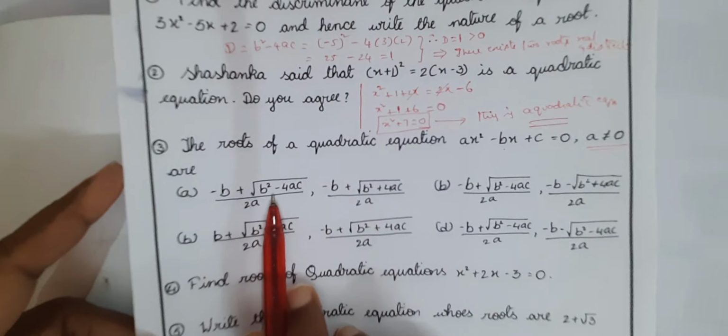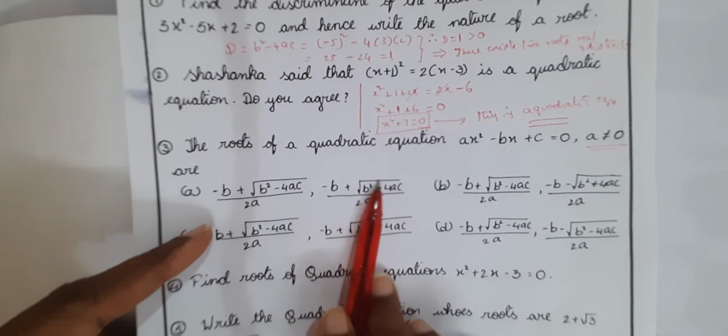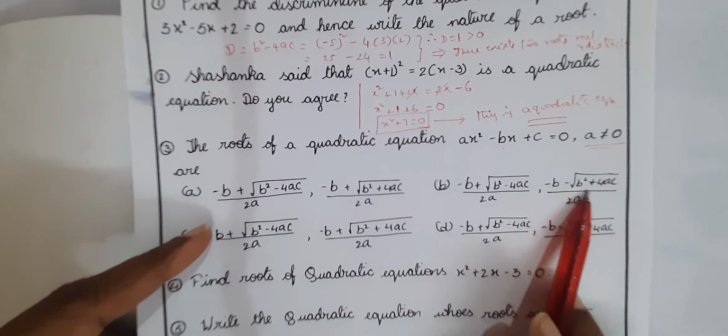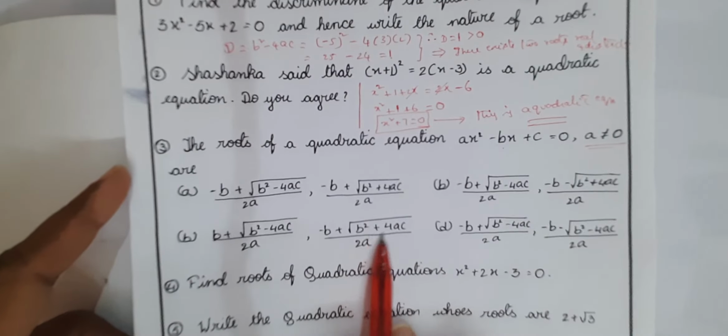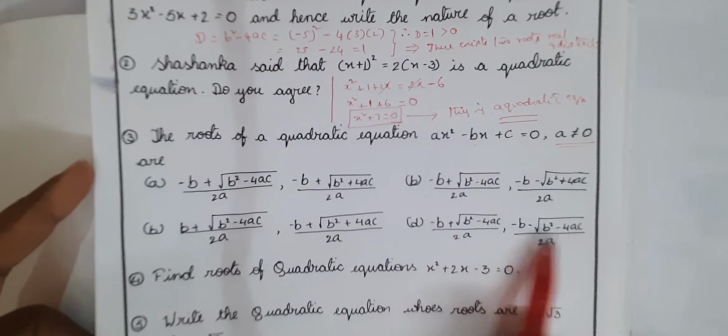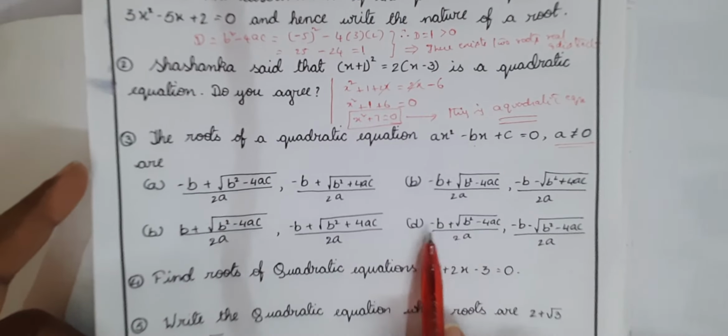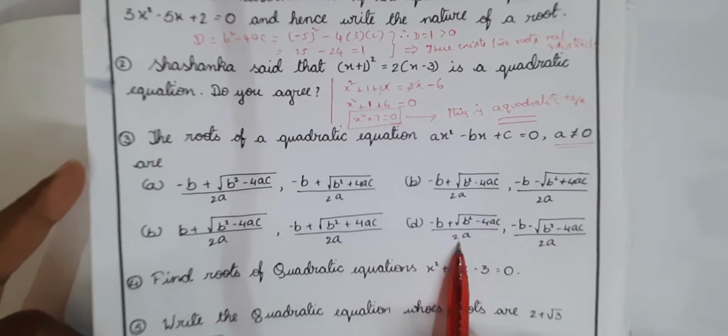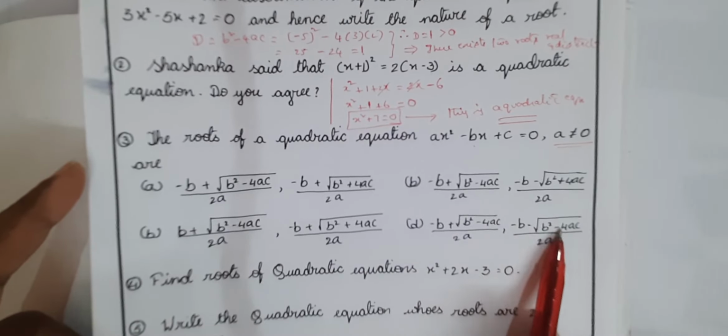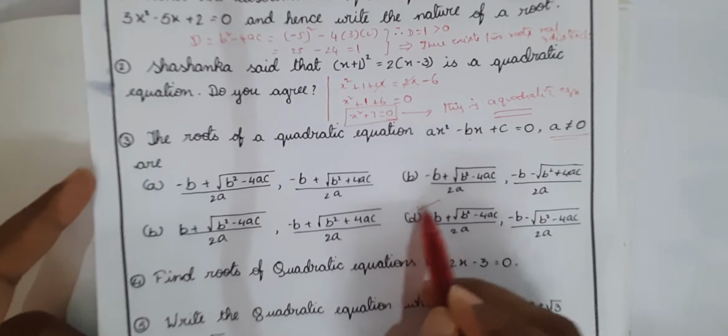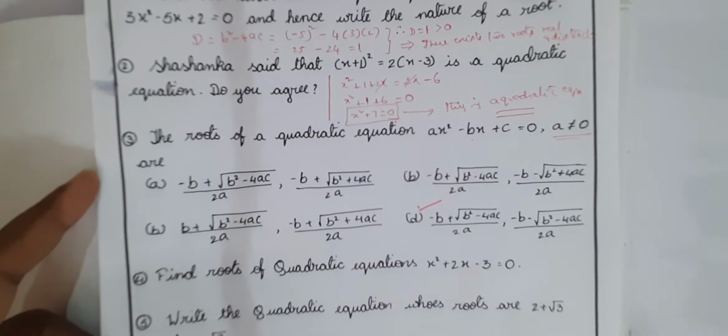Now let's see where the discriminant is the same. Here this is not the discriminant, this is not the discriminant, this is not the discriminant, and only in this option do you have both with the discriminant: (−b + √D)/2a and (−b − √D)/2a. So absolutely option D is the right one.